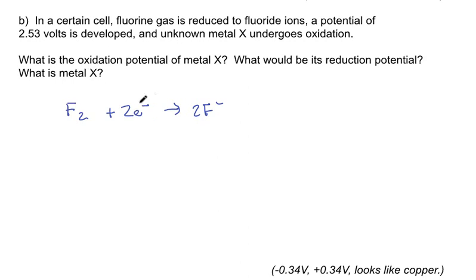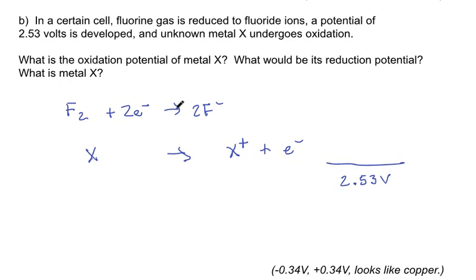And an unknown metal X undergoes oxidation. To what charge? Not sure. Same problem as in the previous one. We don't know what metal X is, so I don't know what ion charge to put. +1 is probably all right. We'll assume this is as simple as possible until we need to change something. And they tell us the total voltage for this is 2.53. So this cell is making 2.53 volts.